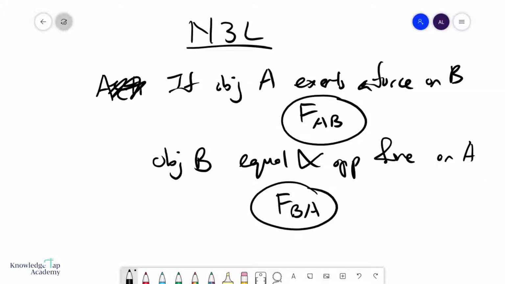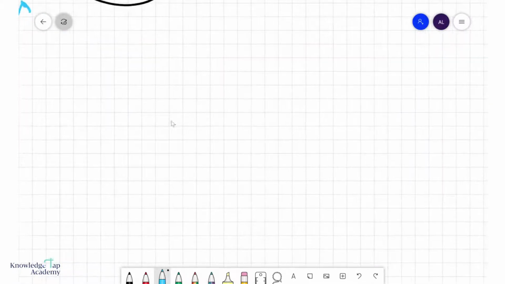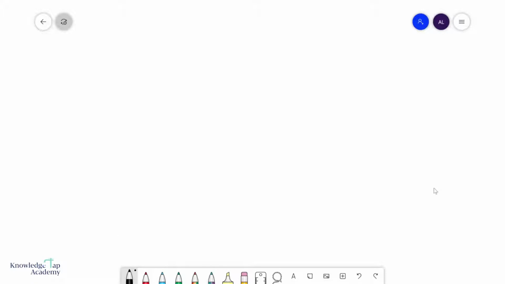And so basically, Newton's third law says that FAB equals negative FBA. We call this the action, and we call this the reaction. For every action, there must be an equal and opposite reaction force. And so, how do we recognize action-reaction pairs? Well, there are two conditions that must be fulfilled.